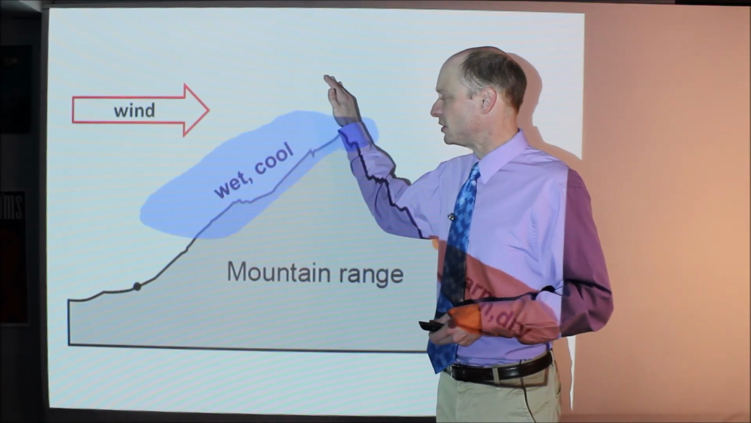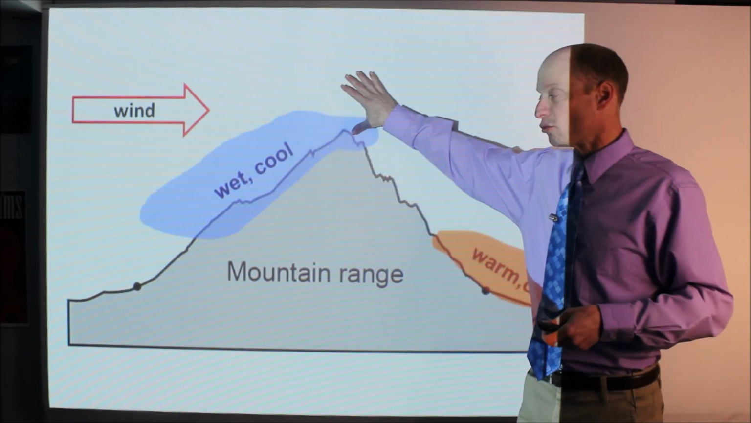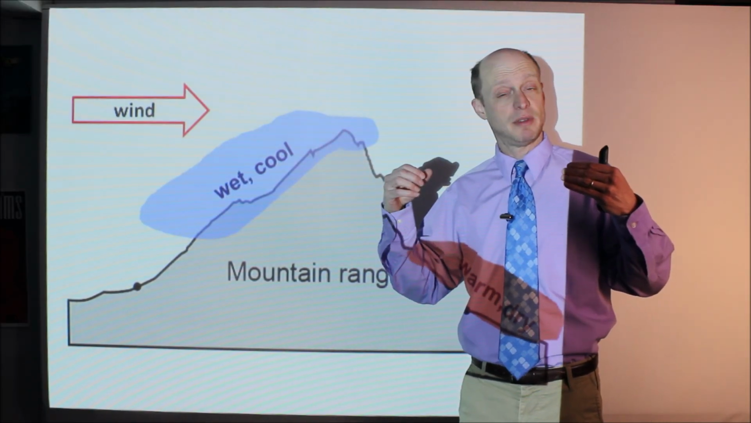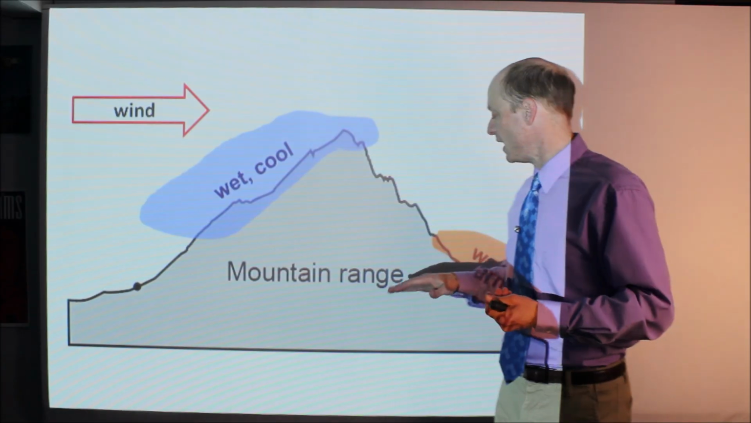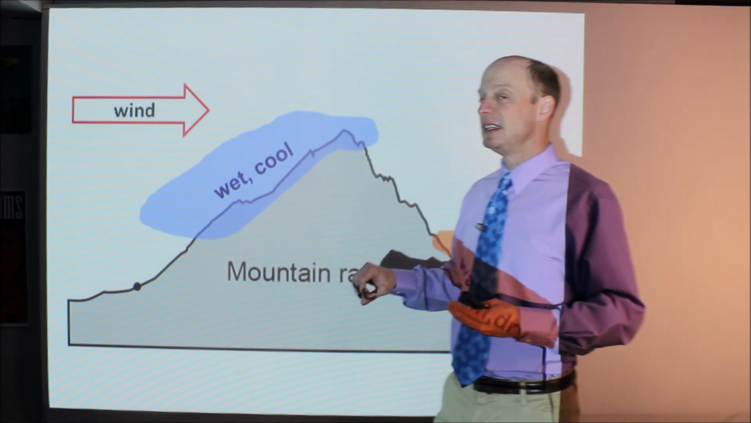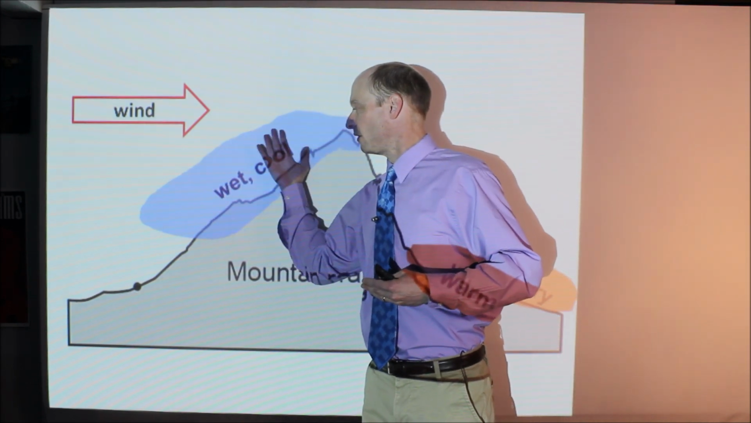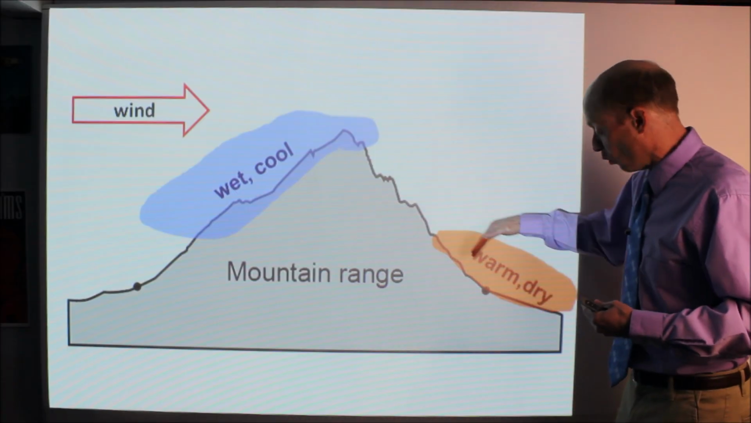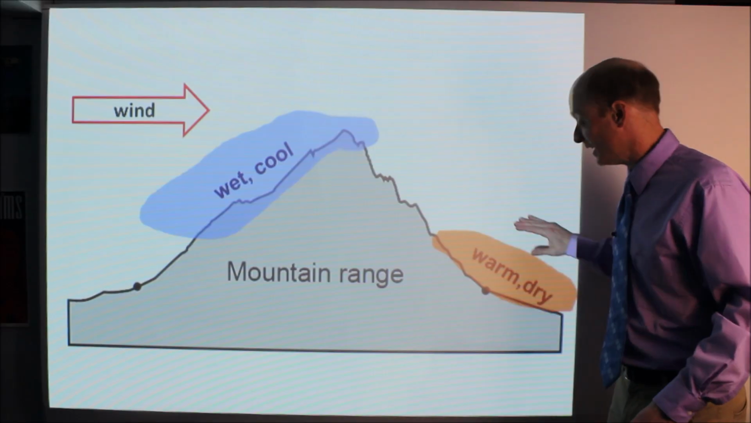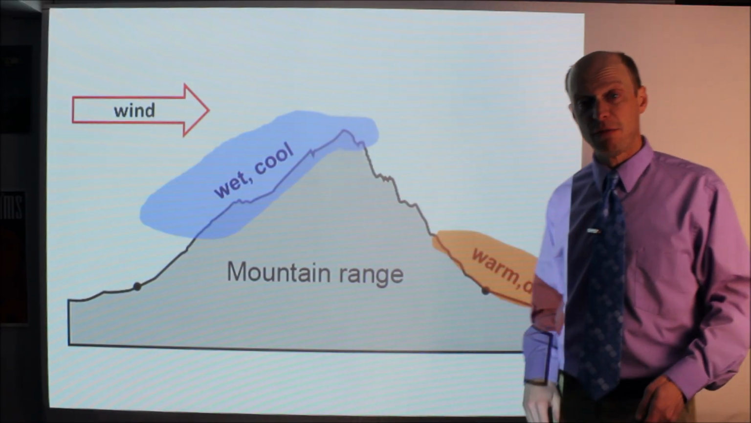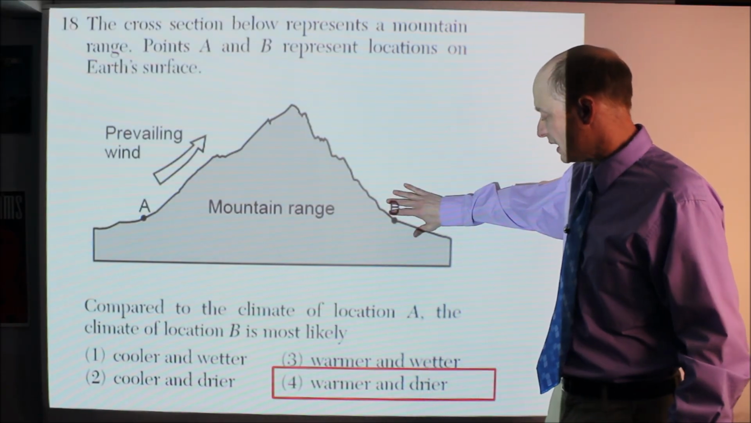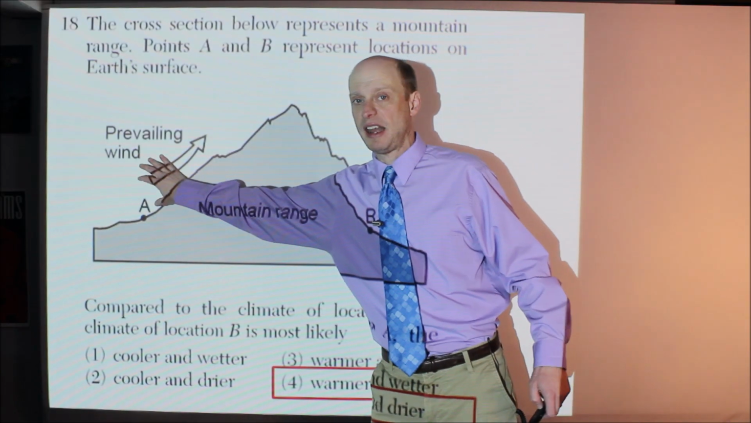And then what happens here is once it's dumped a lot of its moisture, now you have drier air coming down, and the reverse happens. It will then compress. That causes it to adiabatically warm, if you've heard that word. And because it has less moisture in it, it's going to be much drier here. So in this instance, when there's a mountain range, it's going to be wetter and cooler here, and always warmer and drier here. We often have major desert areas. Think of Death Valley, California, which is in this situation. Therefore, the answer to this is choice number 4. B is going to be warmer and drier than A.